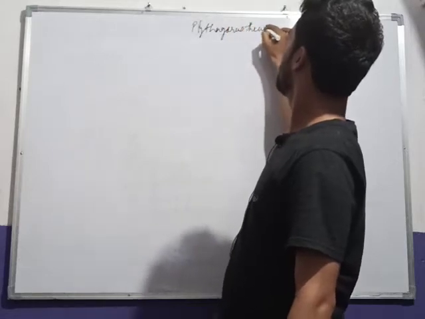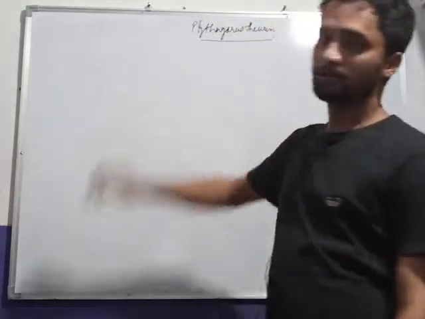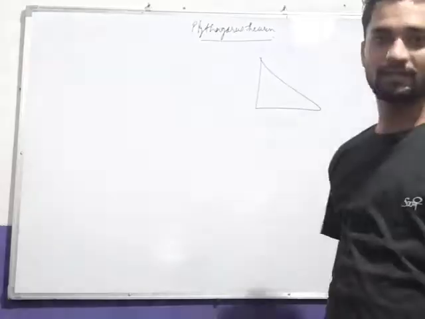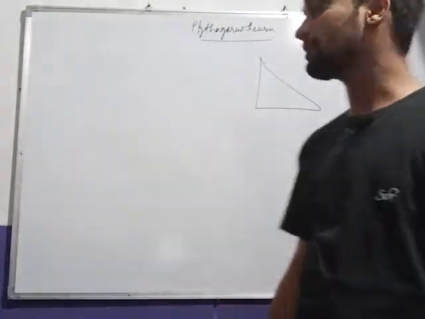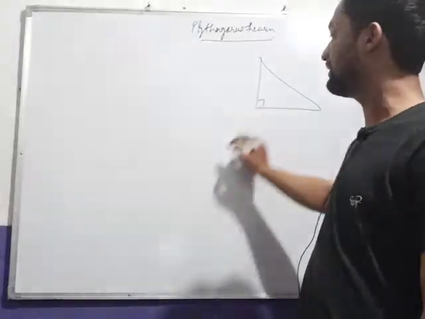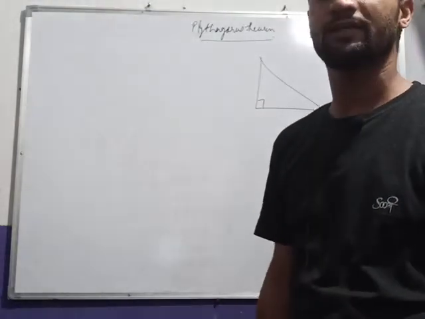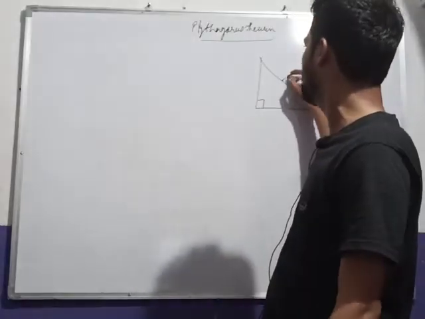theorem. So one thing you should know, Pythagoras is applicable only for a right angle triangle. First of all, you should know what is a right angle triangle. In any triangle in which one of the angles is what? 90 degrees. Suppose this one is 90, and one thing is universally true, that the side opposite to 90 degrees is always the hypotenuse.